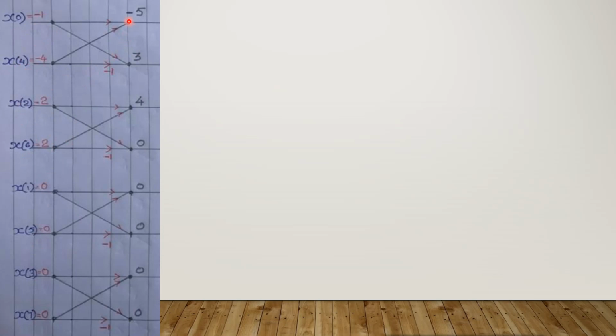So here the 2 points meet together. Addition: minus 1 plus minus 4 together is minus 5. And at this point, minus 1 minus of minus 4 equals plus 4, that is 3. At this point, 2 plus 2 together is 4, and at this point 2 minus 2 is 0. At this point all the values are 0, so 0. Here also 0 minus 0 is 0. Here also 0 and here also 0. So I got the samples for the first stage.